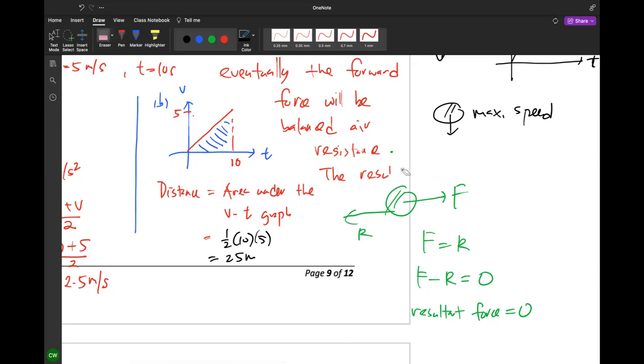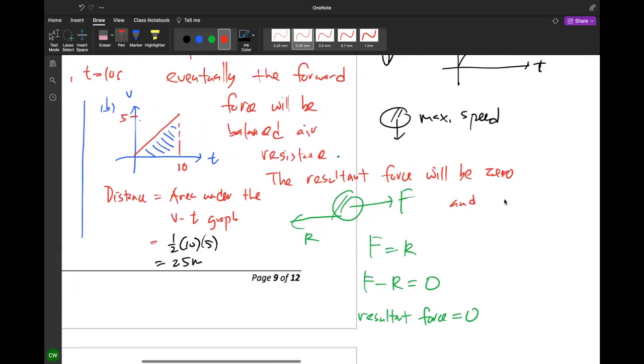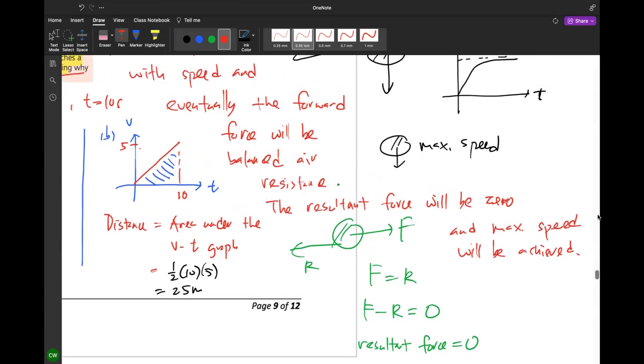Resultant force will be zero, and maximum speed will be achieved. Maximum speed will be achieved. Okay, that's all. Do you understand the whole thing?